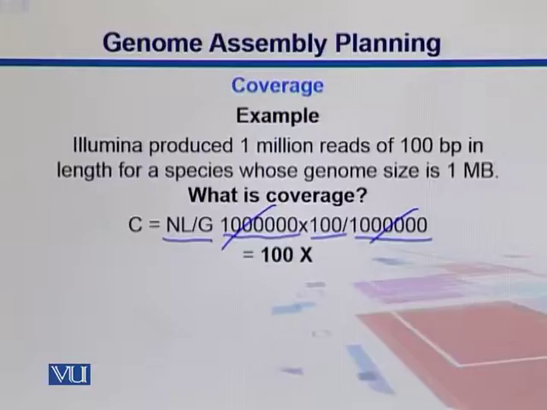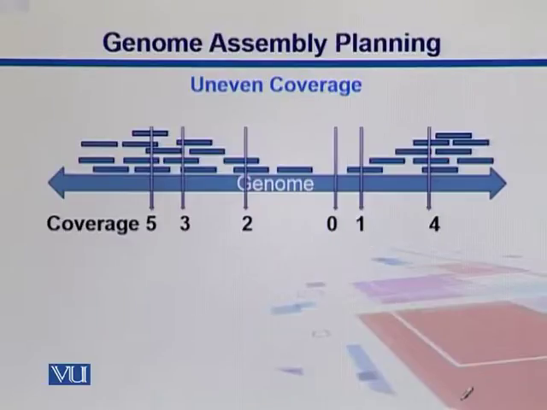Can we say it's an exact number? No, it's an approximation. It gives you a general or rough idea about the coverage. The coverage is not even, as we see in this picture. We have a genome and the reads are aligned onto that genome. We see that some places in the genome got 5 reads, 3 reads, 2, none, 1 and 4. So estimating the coverage by the previous equation is, as I said earlier, an approximate solution, but in real sense this coverage is not even. And this uneven coverage poses challenges for our assembly process.